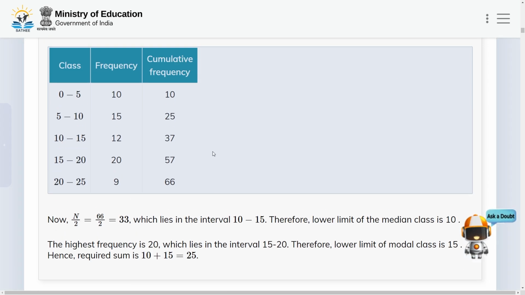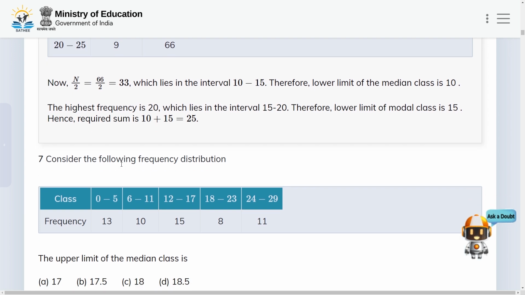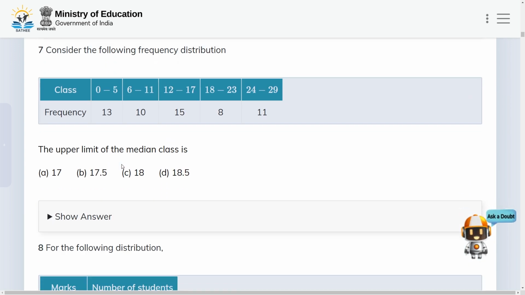So the correct answer is option number B. Now let us move to the next problem. In the next problem, we have this frequency distribution table. We need to find the upper limit of the median class. First of all we need to find the median class in the table, and then we need to find the upper limit of the median class.